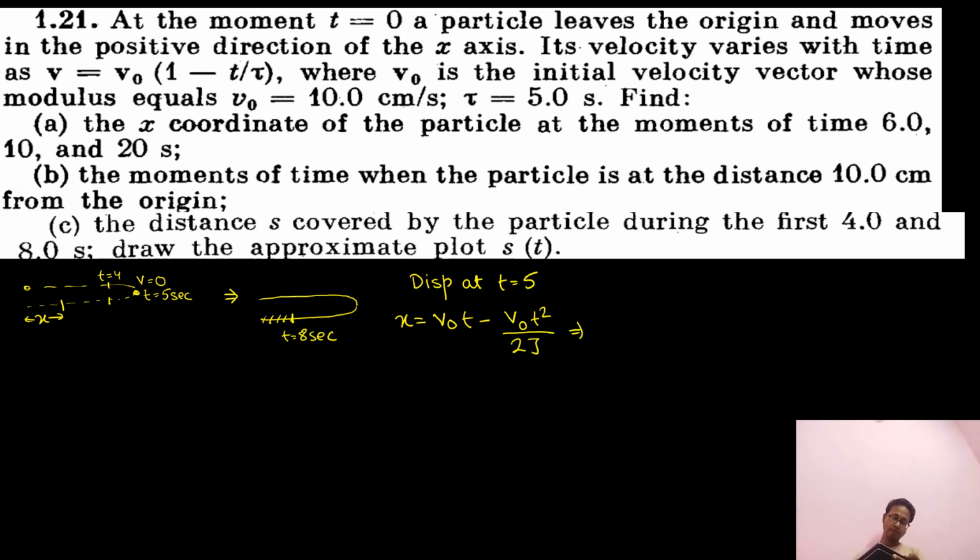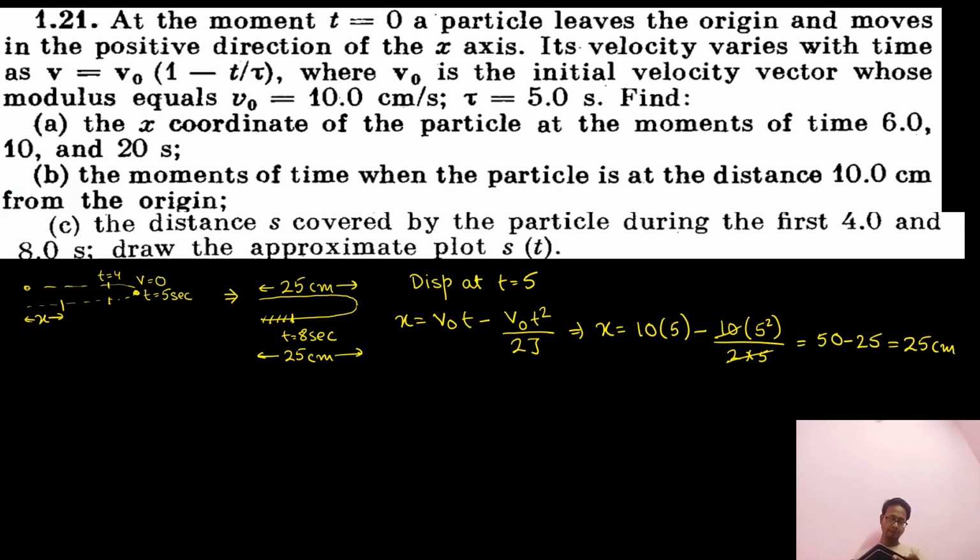So at t equals 5, x equals 10 into 5 minus 10 into 5 square by 2 into 5, or it would be 50 minus 25, which equals 25 centimeter. So this entire distance is 25, so displacement is 25 centimeter. So the distance covered by the projectile would be 50 centimeter, or 25 into 2.